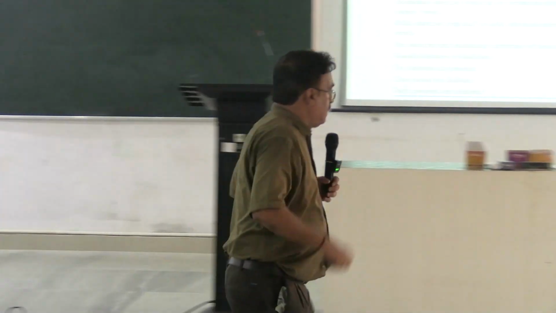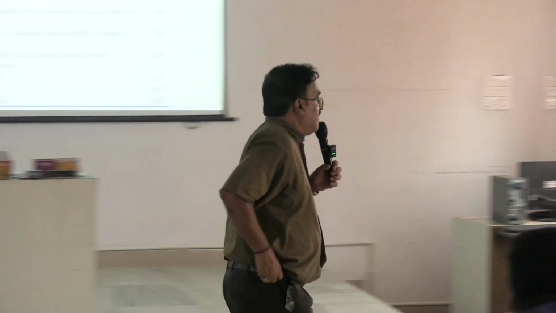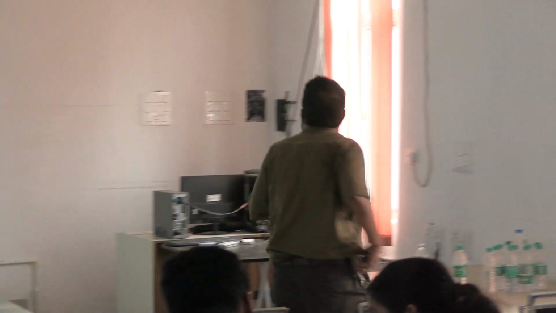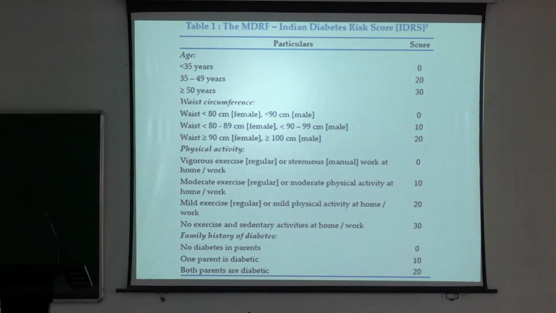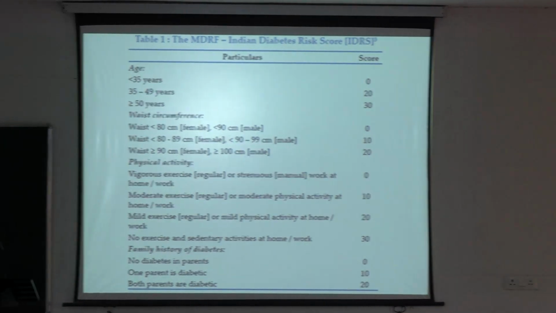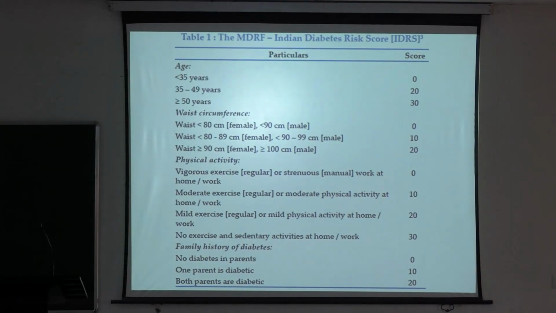So this is the Indian Diabetes Risk Score. Age below 35 years, score is 0. That means your chance of getting diabetes is less. I suppose all of you are in that group. 35 to 49, score is 20. More than 50 is 30.